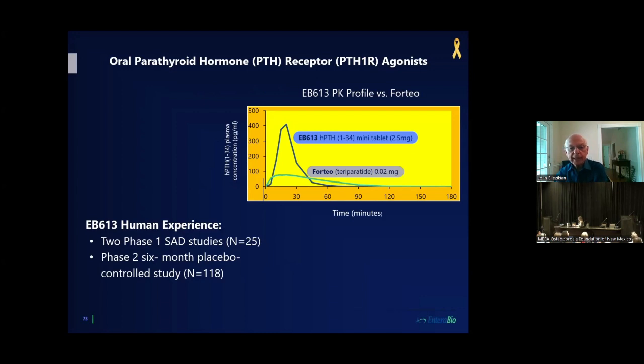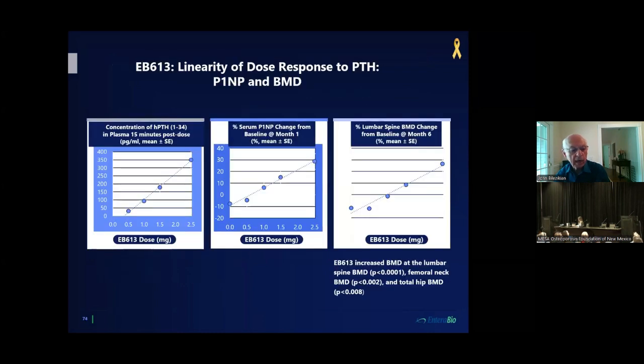So this EB613 is a very interesting oral PTH, and you can see that the concentration after oral administration of 2.5 milligrams really spikes, much greater than what you see with teriparatide when 20 micrograms are administered subcutaneously. On the left, there's a dose response in terms of the concentration of parathyroid hormone in the blood as a function of the dose of EB613.